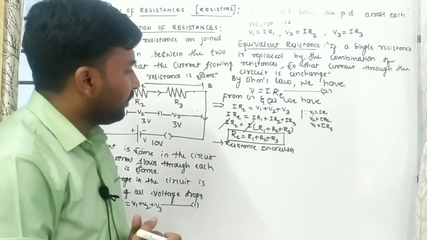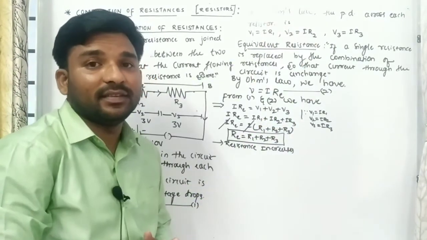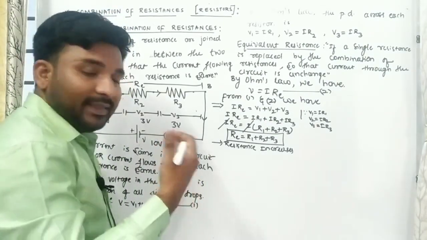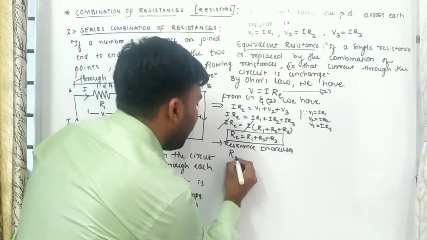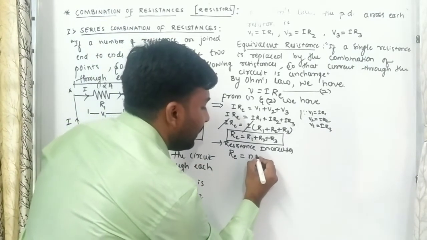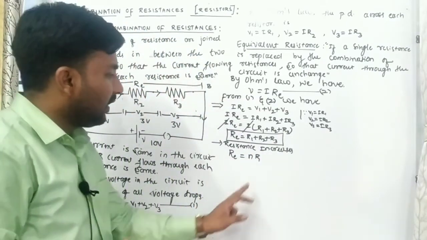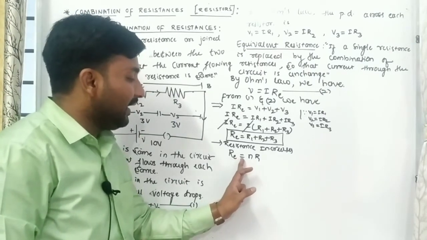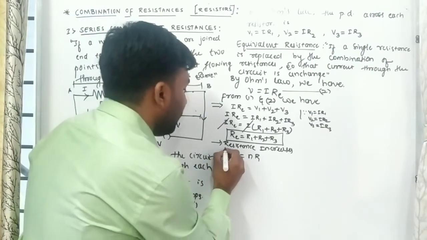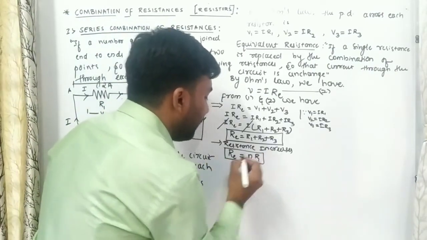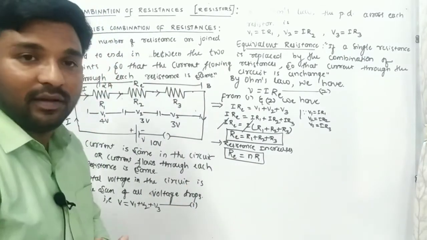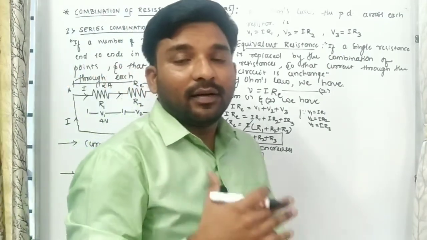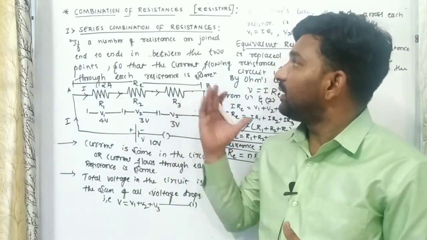Now let's suppose that there are n number of resistances. At that time, what will be the expression? For that, we have R equivalent is equal to N into R. Remember this formula also. It will be helpful when we solve numerical problems. So this is all about the study of the combination of resistances in series.